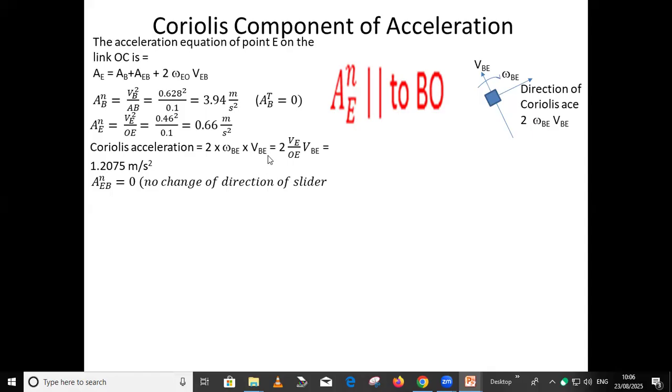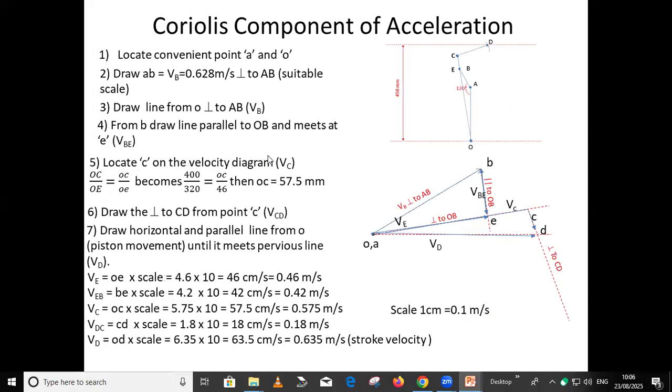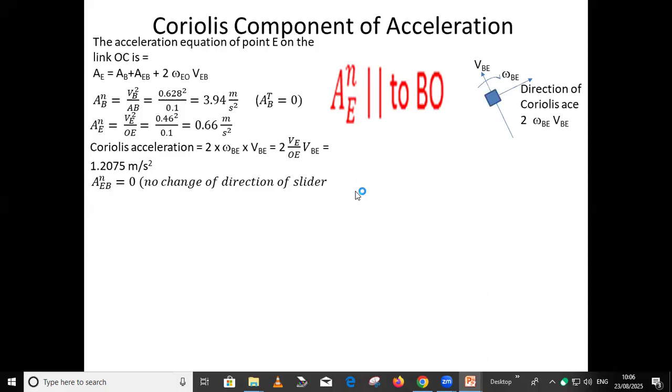The velocity of B we have already found out. The velocity of B is around 0.42 centimeter per second. And the angular velocity we can calculate: angular velocity is the velocity of E upon OE into VB. So this part is 1.2075 meter per second square.